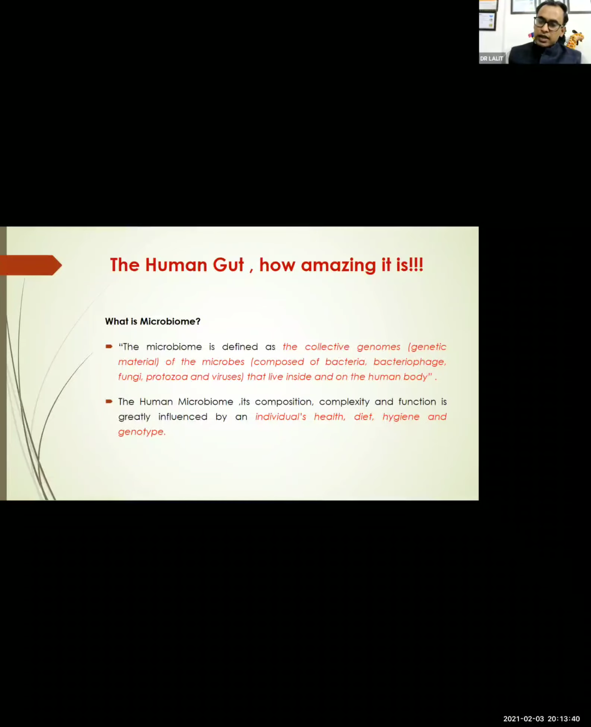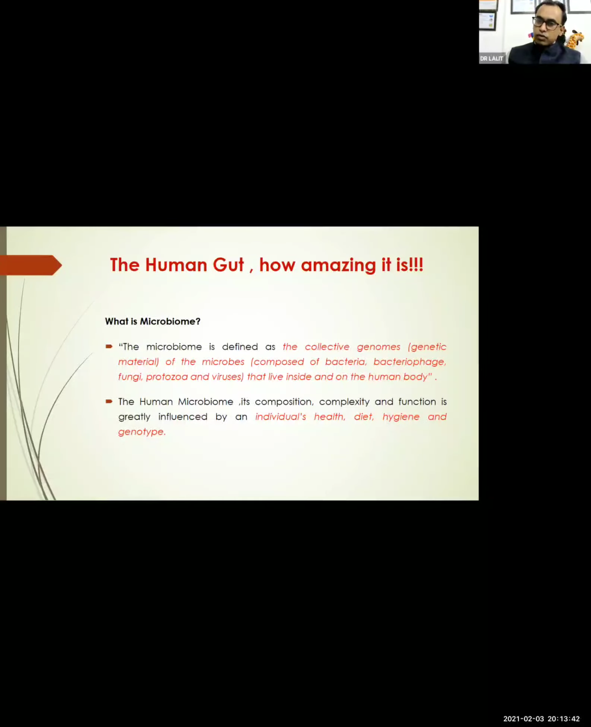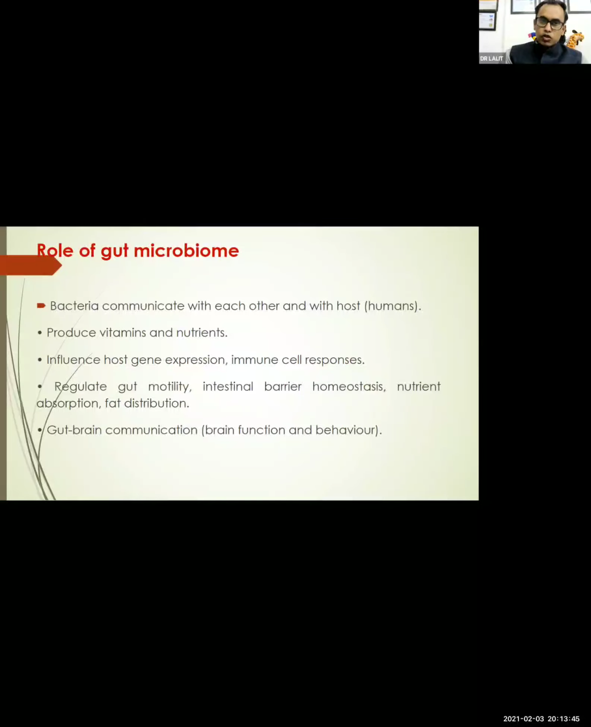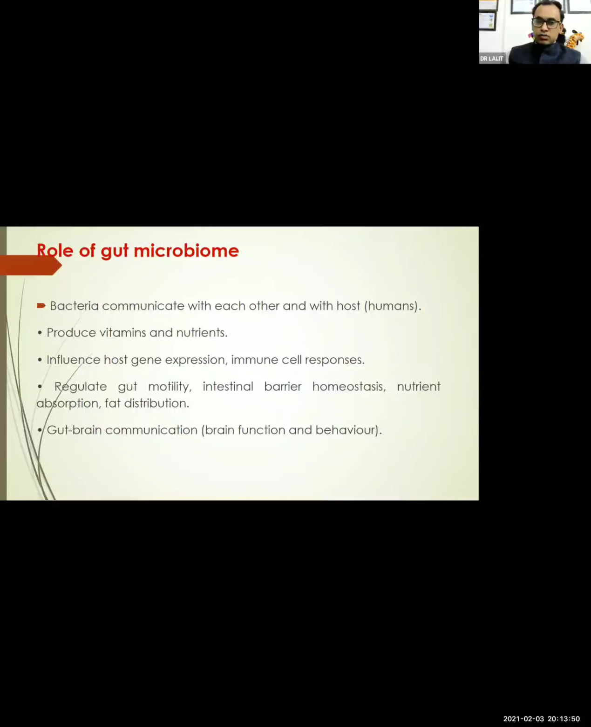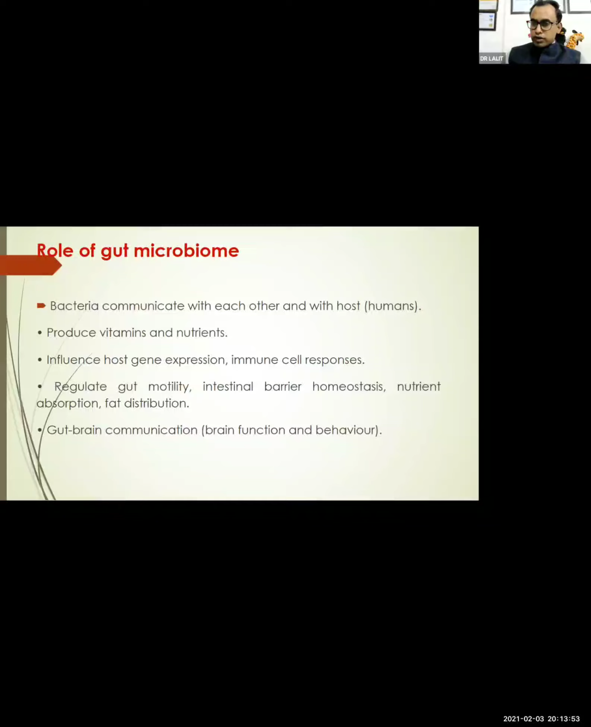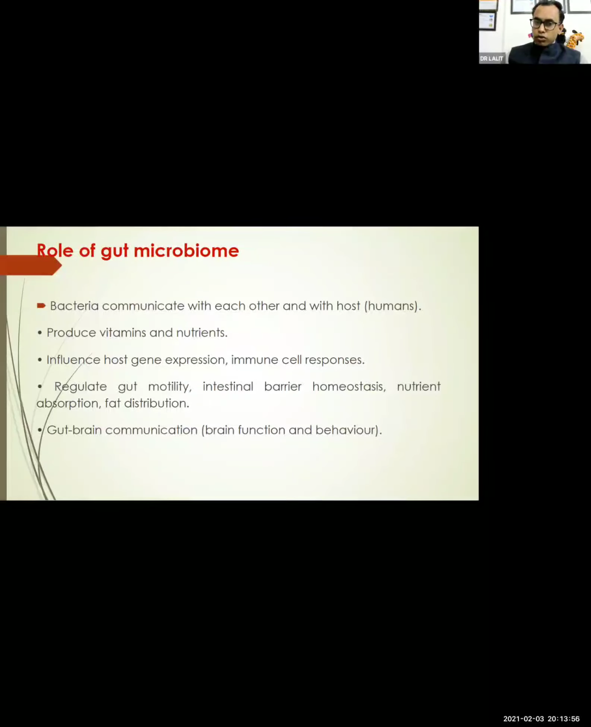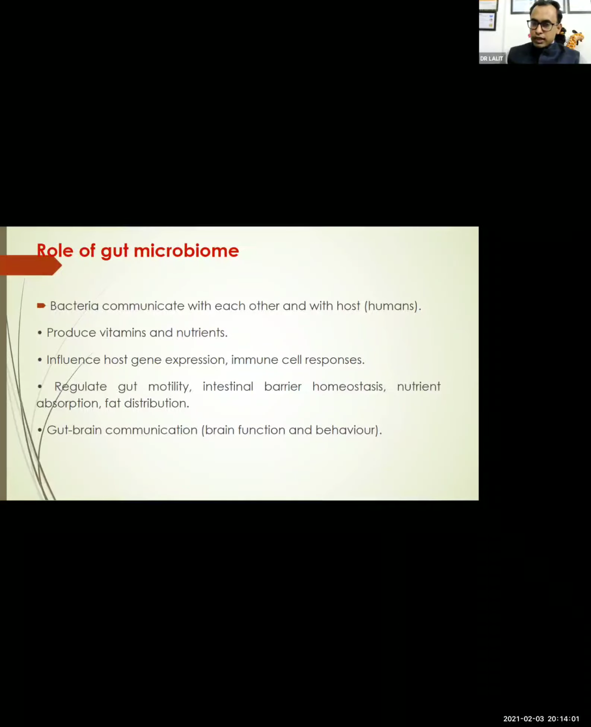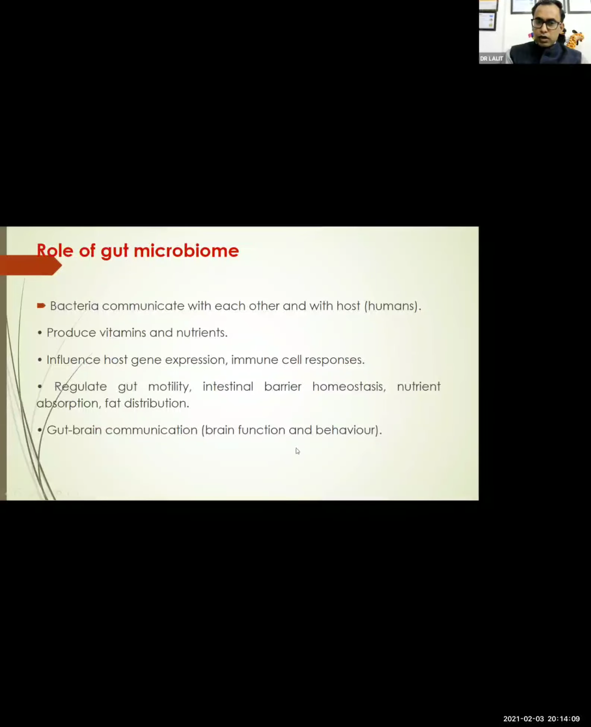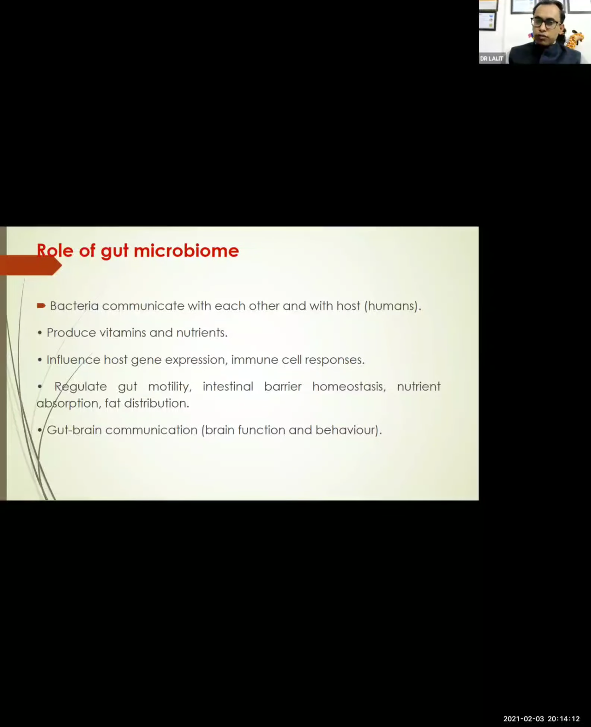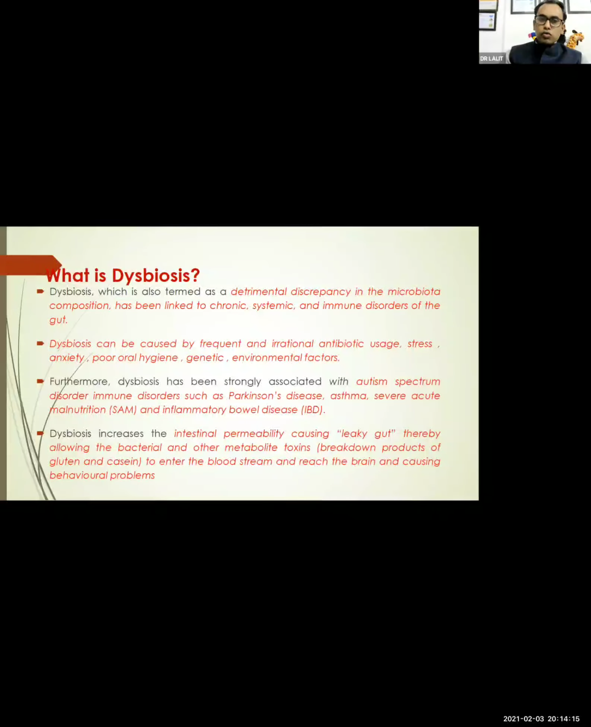On the basis of this, we will be discussing the gut-brain axis and gut dysbiosis. So what is the role of the gut microbiome? These bacteria communicate with each other as well as with the host. They are important sources of nutrients and vitamins. They can influence host gene expression, as I mentioned on the previous slide. They also play an important role in maintaining intestinal homeostasis, meaning keeping our gut in a healthy condition, and in gut-brain communication. This gut-brain communication is what we'll be focusing on in today's presentation. So, what does dysbiosis mean?